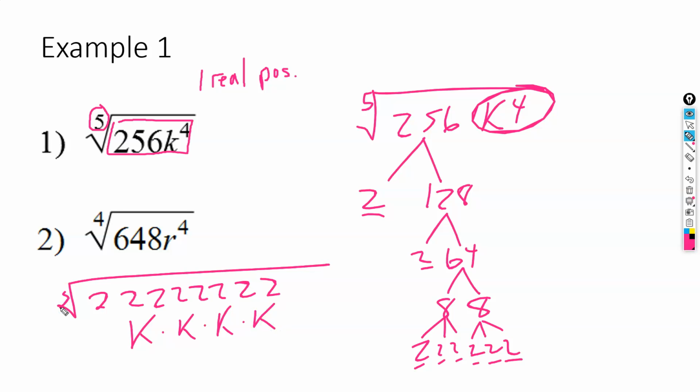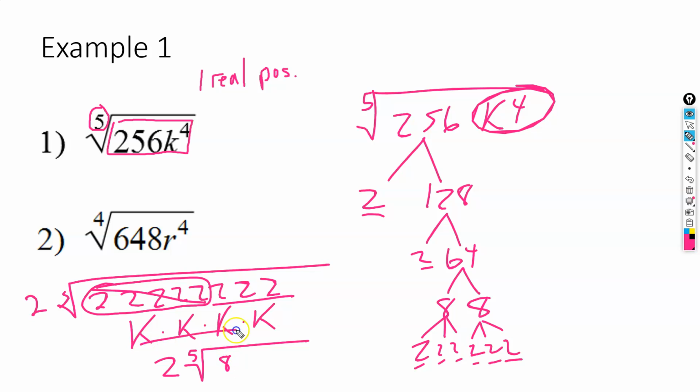Okay, so that means I'm looking for groups of 5 numbers that are identical. Well, I've got enough 2's. 1, 2, 3, 4, 5. There's 5 2's right there. So for that group, I can cross that off and put a 2 on the outside. But that's it. I don't have any more groups of 5, right? The k's got close, but they weren't quite there. So my answer is 2, fifth root of 2 times 2 times 2, which is 8, left on the inside, and 4 k's makes k to the fourth. And that's going to be as simplified as it gets.